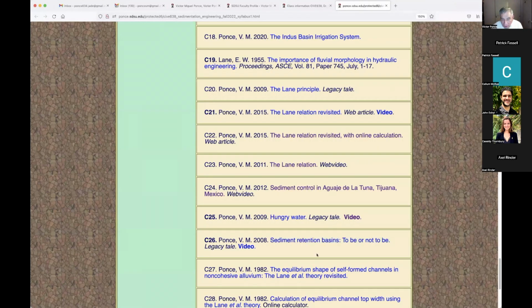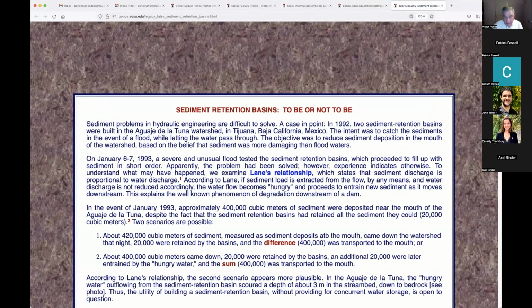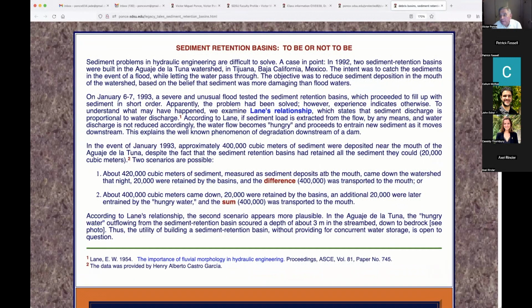Okay, so now we're here. The next one is going to be a vector: Sediment retention basins, to be or not to be. And at the end, I'm going to tell you a little story from my own experience. Okay, let's read this. Is it the right size? I think it's the right size, right?